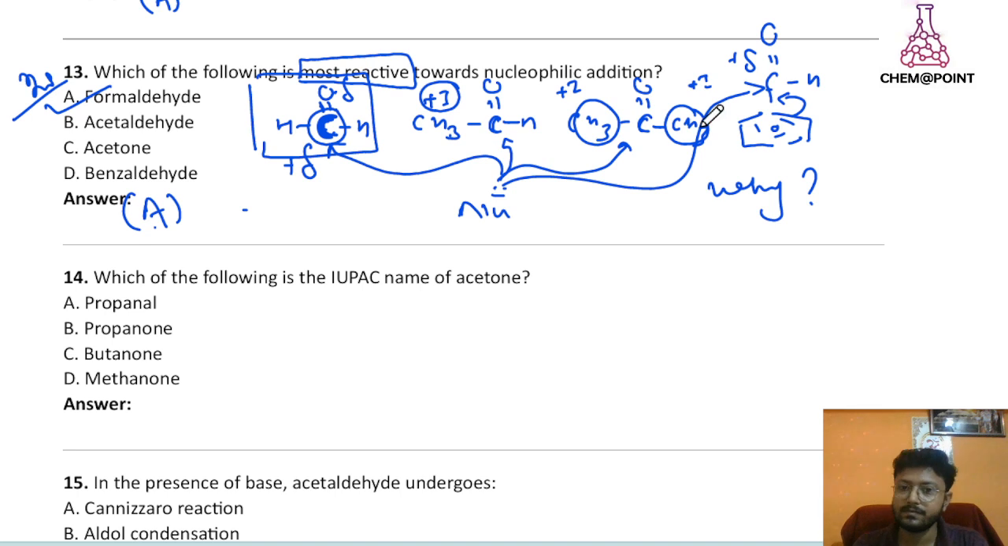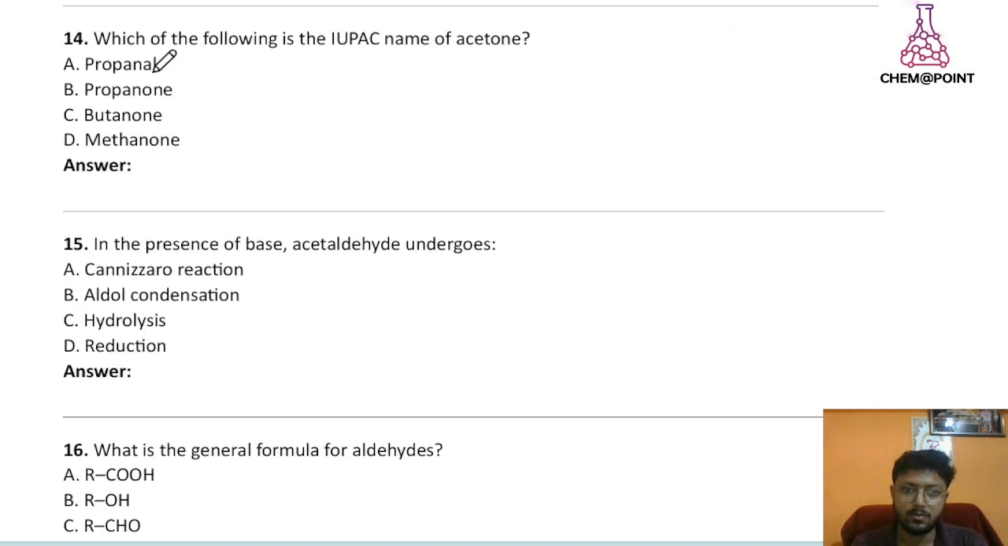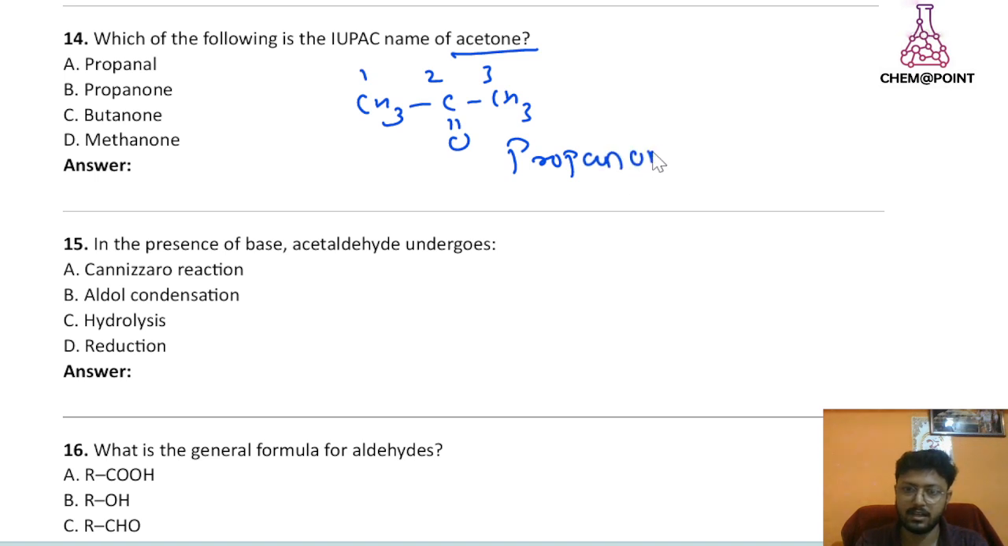Now, question number 14. Which of the following is the IUPAC name of acetone? Acetone is CH3, C double bond O, single bond CH3. Three carbons: 1, 2, 3. Here prop, single bond, propan, one. Propanone, option B. Option B is the correct answer.